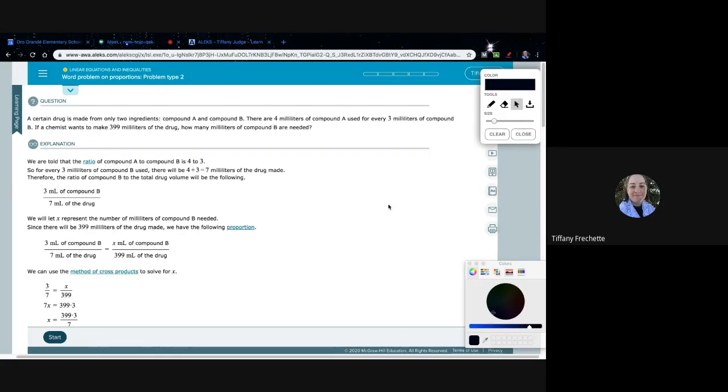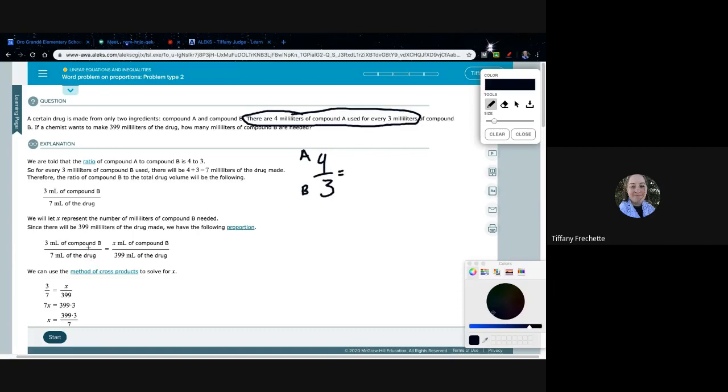So this is, again, a word problem on proportions. They give us a proportion right here. There are 4 milliliters of compound A used for every 3 milliliters of compound B. Sorry, I didn't circle that whole part. So we know we have a 4:3 ratio, and this is A to B. Then they ask, if the chemist wants to make 399 milliliters of the drug, how many milliliters of compound B are needed?